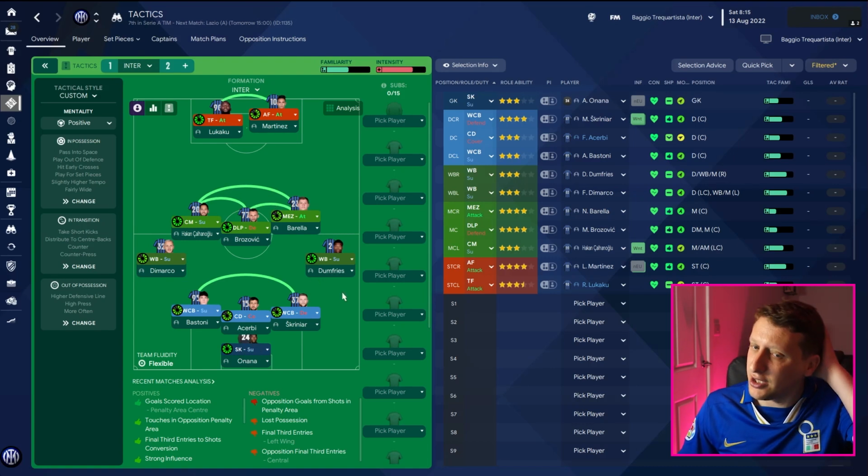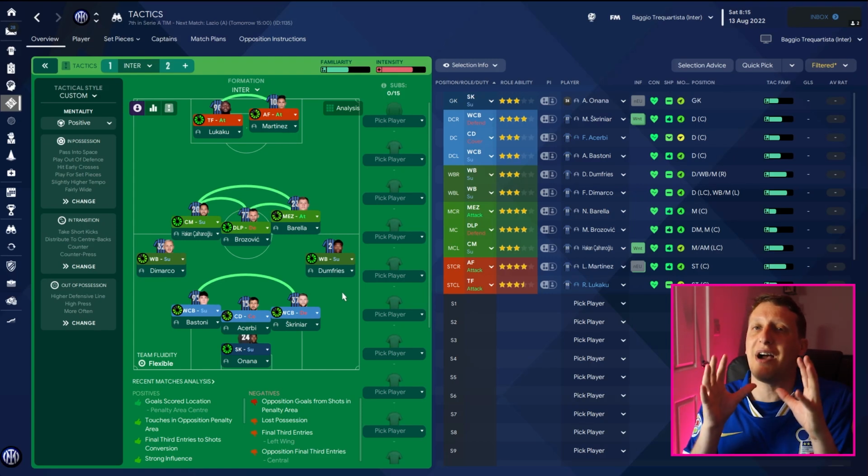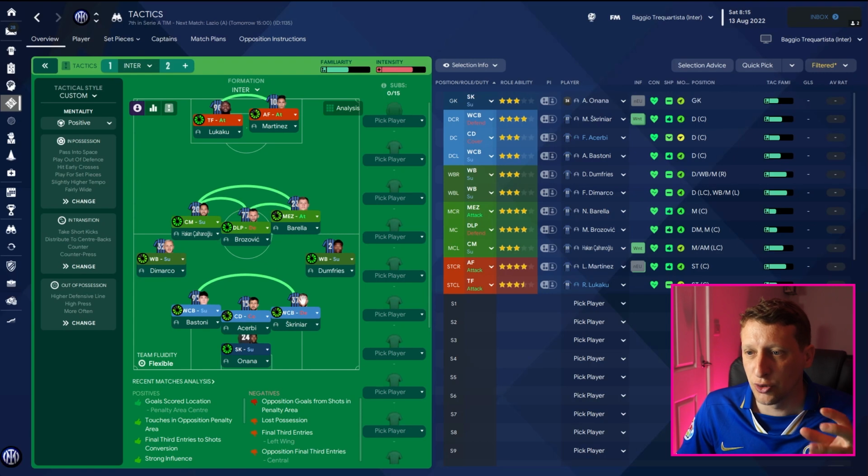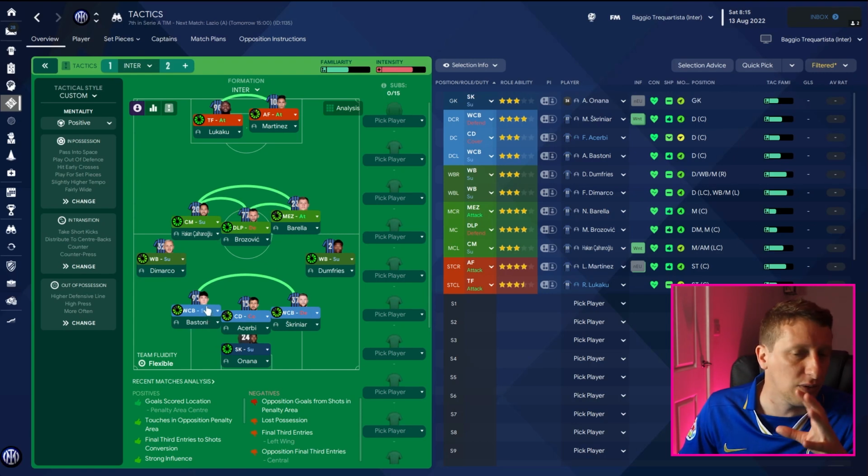Okay, the back 3, I'm a little unsure. Even with the back 5, who is actually going to play? I'm not quite sure who's fully fit. There's obviously Bastoni, who, if he's fit, will definitely play.